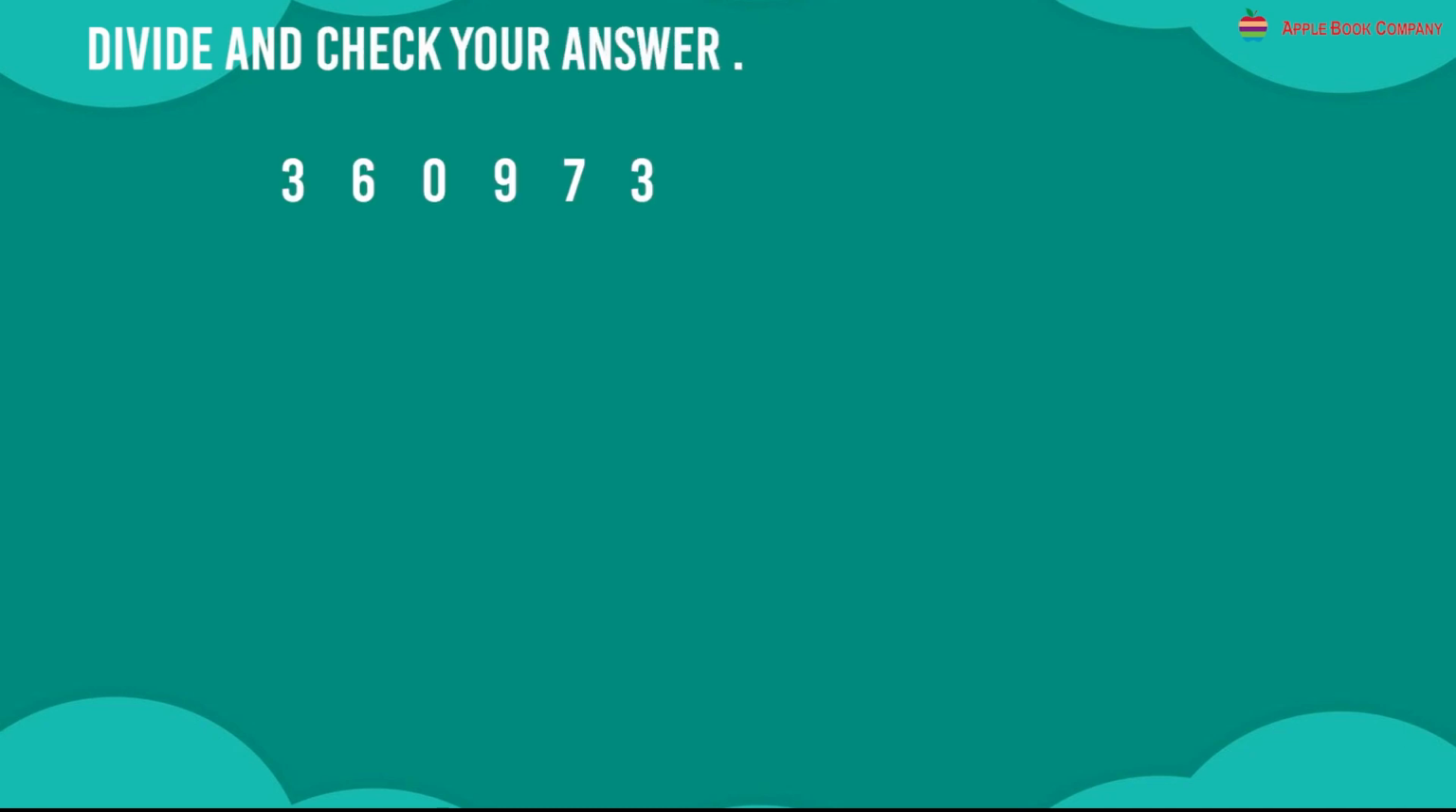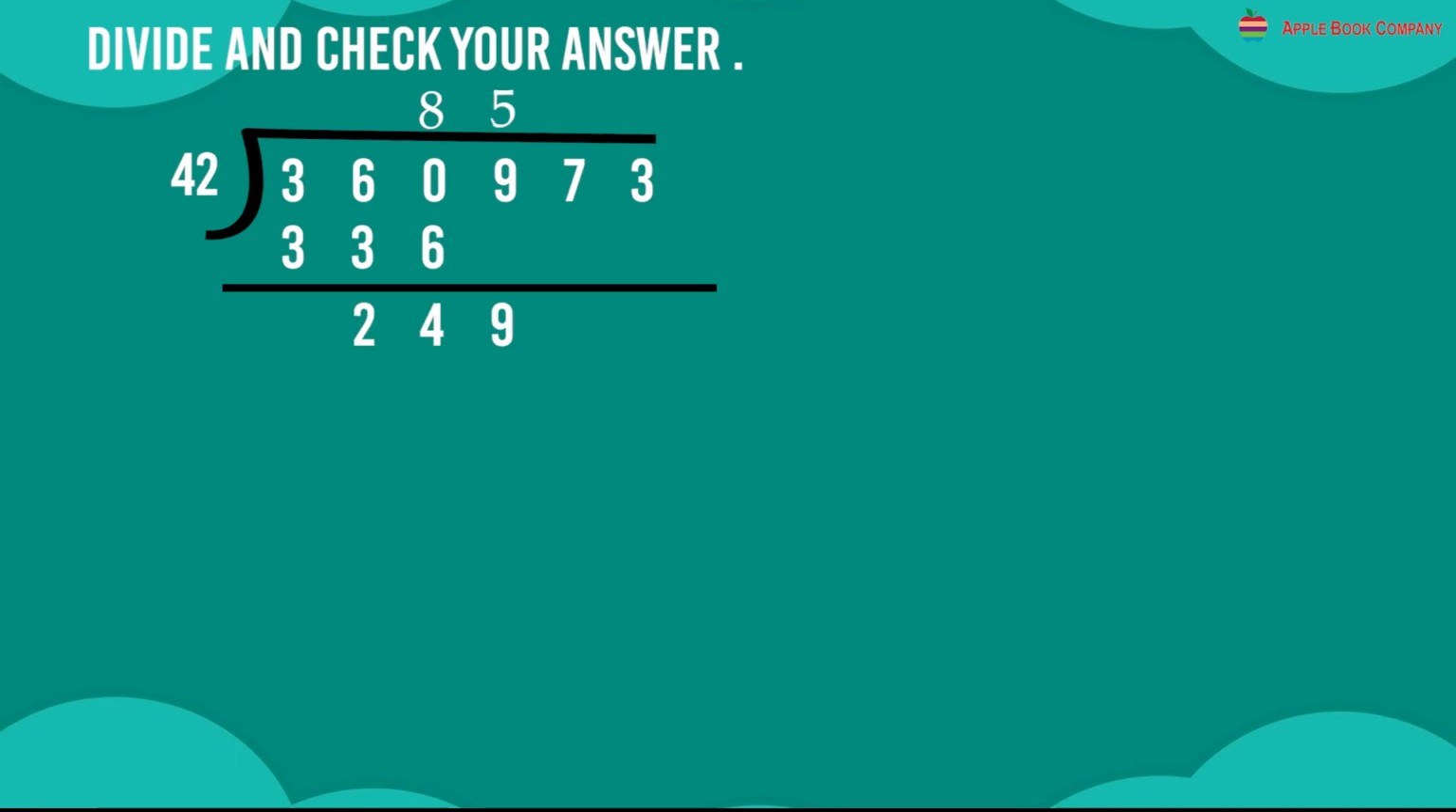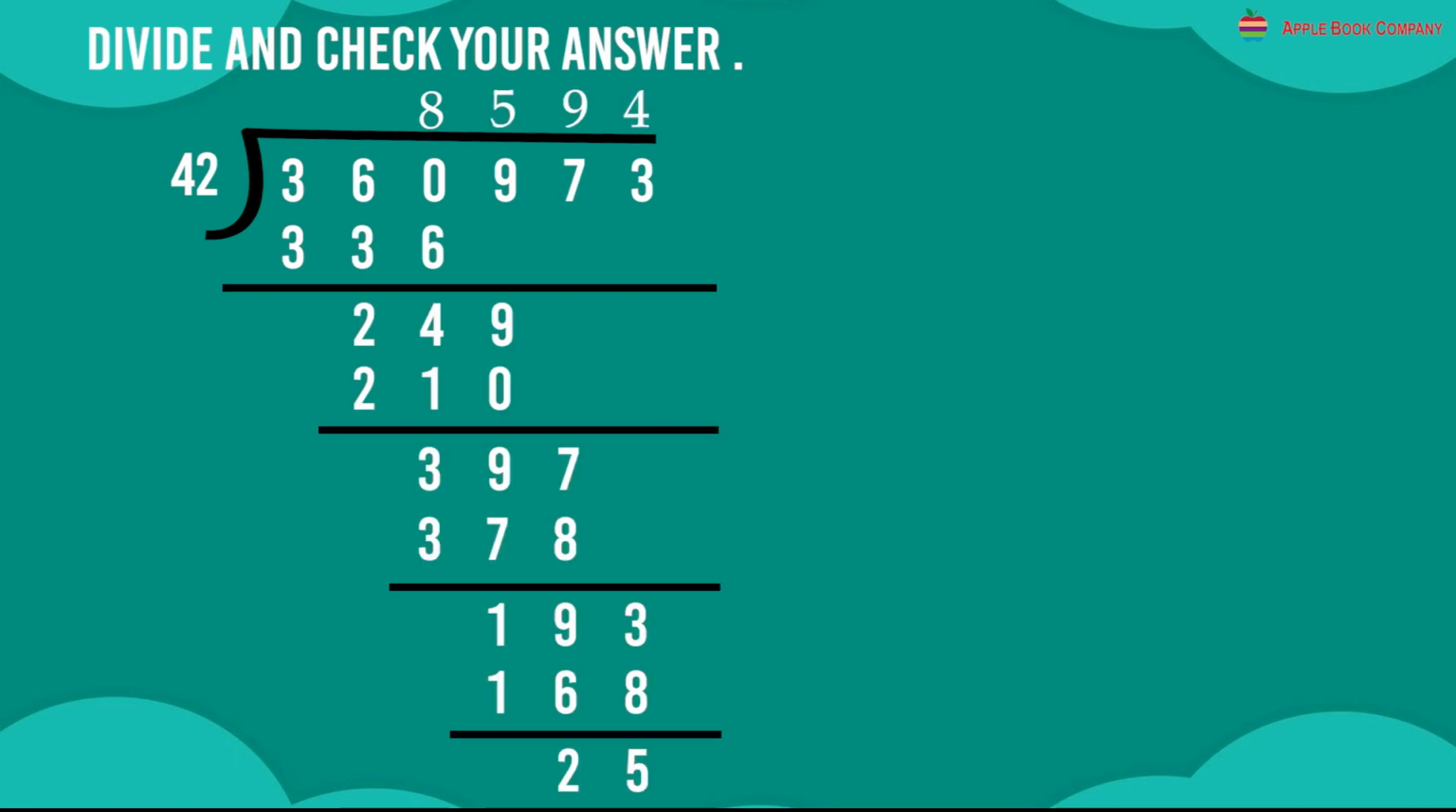Next question. Divide and check your answer. Let's see one example. 360973 divided by 42. So start dividing 42 from 360 and continue forward to find the number. Repeat this for all the numbers and find the division. Make sure you do the verification. That is, divisor into quotient plus remainder is equal to dividend.